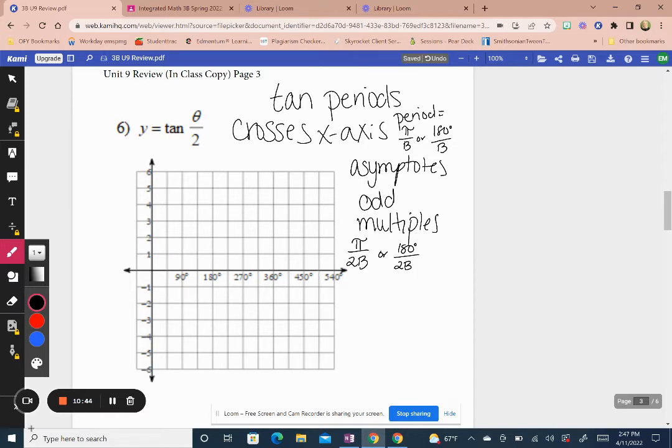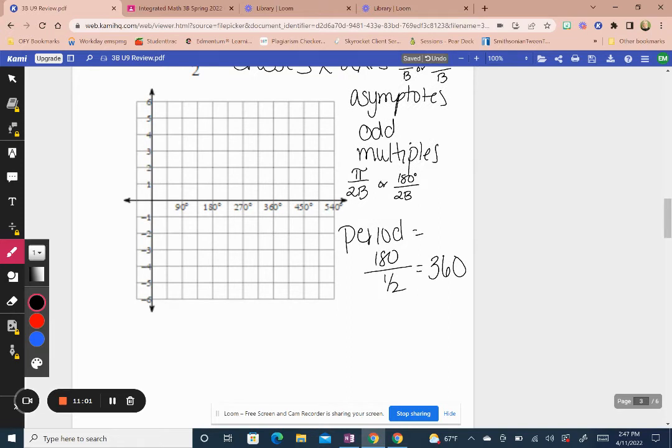So for my period, it's going to equal 180 divided by 1/2. And that's the same as saying 180 times 2, or you can put in your calculator 180 divided by 0.5. Either way should give you 360. So I know my tangent would cross through at 0, 360, 720, etc., right? Our graph ends at 540, so we're not going to do 720. We're just going to do 0 and 360. So basically all multiples of 360 is the period.